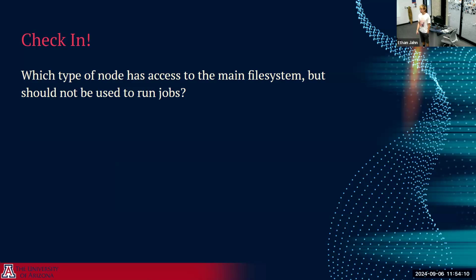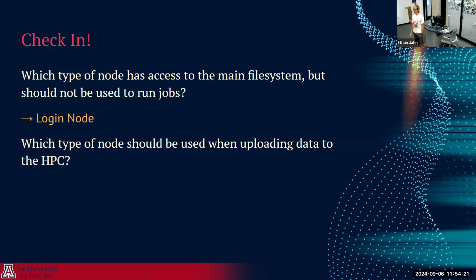Which type of node has access to the main file system but should not be used to run jobs? Yes? The login node. Exactly, the login node. How about which type of node should be used when uploading data to the HPC? Anyone? Last one. It's an easy one, guys. You know it. Come on, somebody. File transfer node. The file transfer node, exactly.